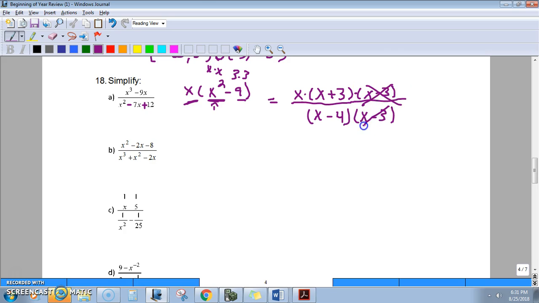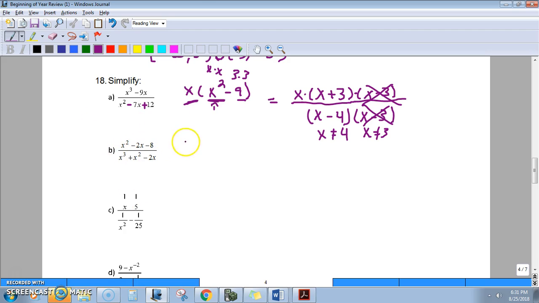X minus 3 is the exact same thing as x minus 3 here. So the most simplified form is: the numerator is x times x plus 3, and the denominator is x minus 4. And remember, we talked about these last year when we were finding holes in equations, doing rational functions with denominators. On the denominator, x cannot be equal to positive 4 because that would make the denominator 0. But also, before we cancel this out, x could not be equal to positive 3 because that would also make the denominator 0. Just to jog your memory about when we did this last year.